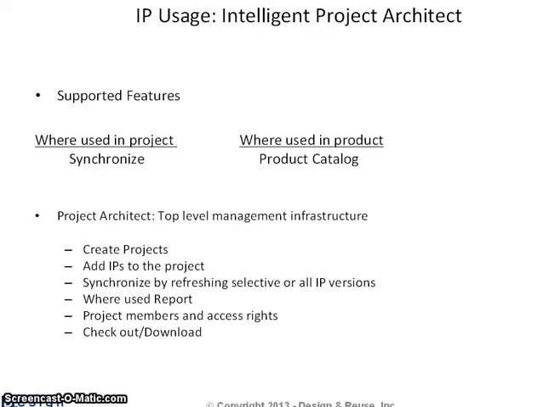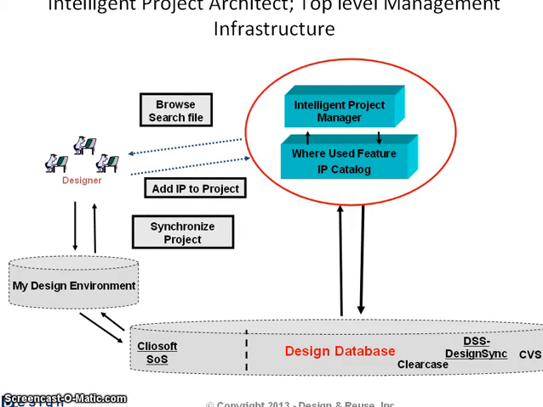So the project architect can have several features: create project, add IPs to project, synchronize by refreshing when there is a new version of an IP, where-used report, project members and access rights, and check out or download the whole project. So this is an extension. You see, similarly to IP, you can store on a remote repository, not on the server, the project version this time. Like you have IP version, you now have project version. And the designer will be able to add an IP to a project and to synchronize a project.